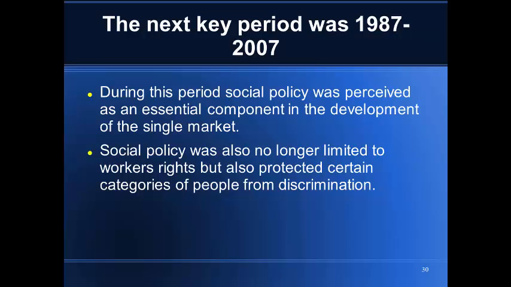The next key period was 1987 to 2007. During this period, social policy was perceived as an essential component in the development of the single market. Social policy was also no longer limited to workers' rights, but also protected certain categories of people from discrimination.